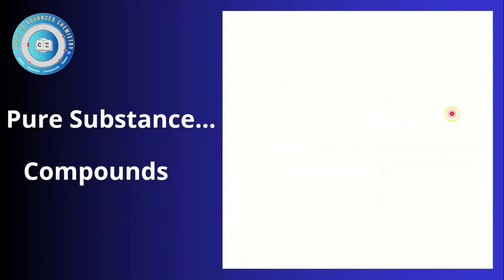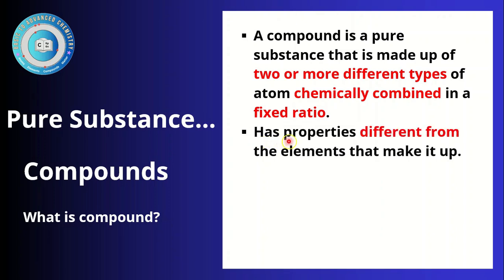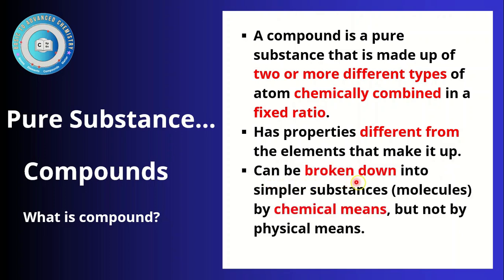The second type of pure substance is compound. What is compound? A compound is a pure substance that is made up of two or more different types of atoms chemically combined in a fixed ratio. Compound has properties different from the elements that make it up. Compound can be broken down into simpler substances or molecules by chemical means, but not by physical means.